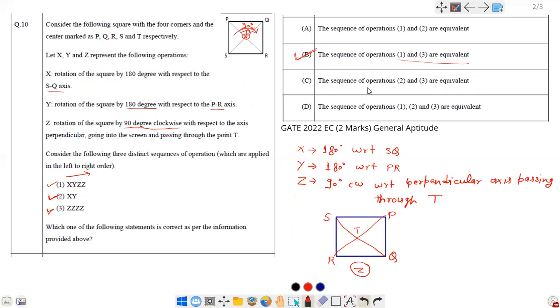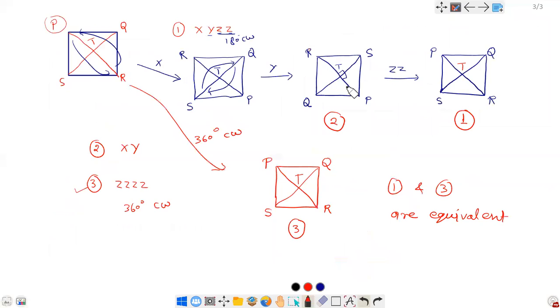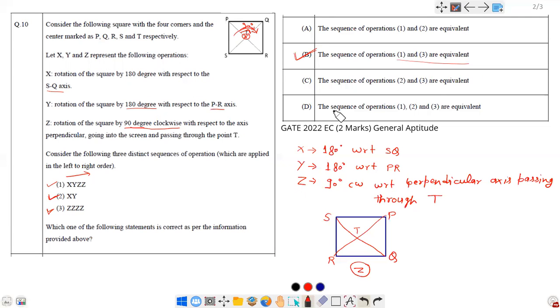In option C, the sequences of operation 2 and 3 are equivalent. This is also wrong because 2 and 3 are not equivalent. This is the second sequence, this is the third sequence. They are not equivalent. So the statement in option C is also wrong. And the last option D, the sequences of operation 1, 2 and 3 are equivalent. This is also wrong because only 1 and 3 are equivalent. 2 is not equivalent. So this statement is also wrong. So A, C and D are wrong. Only the statement given in option B is correct. So this is the answer for this question. This completes the solution for this question.